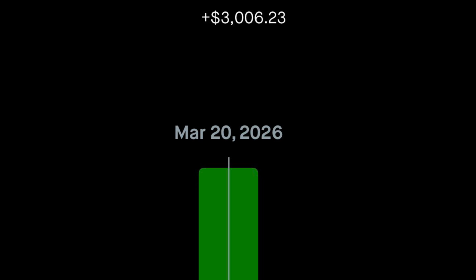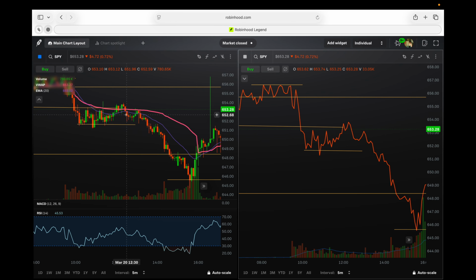So let's get to the charts. What we're looking at here is my Robinhood Legend chart. The right side shows the candlestick chart, and the left side shows the line chart.